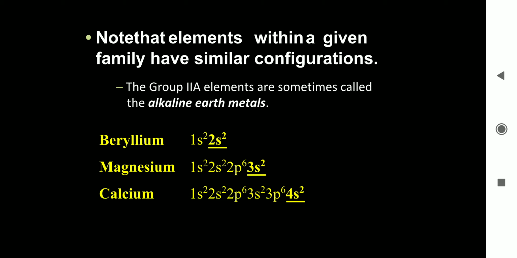See here, beryllium in its valence shell has 2 s electrons. Here, magnesium's valence shell is 3s. In it, it has 2 electrons. Calcium's valence shell is 4s. In its s orbital, it has 2 electrons. So we can say that the common electron configuration of group 2A elements is ns2. Here n equals 2, 3, 4, etc.